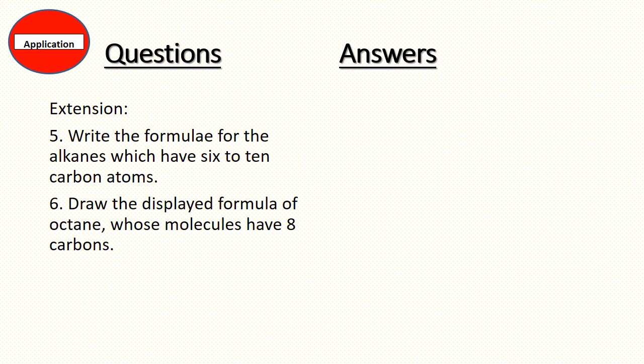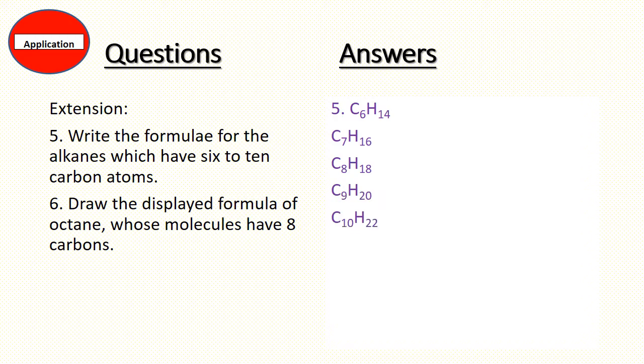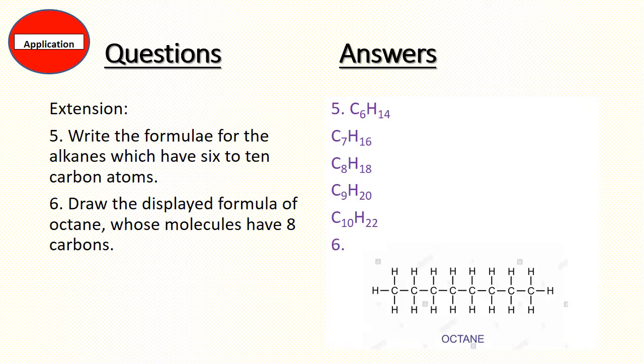Considering those extension questions then, so alkanes which have 6 to 10 carbon atoms, so we would have C6H14, C7H16, C8H18, so remember we're doubling the number of carbon atoms and adding 2, C9H20 and C10H22, and the displayed formula of octane would look like this.